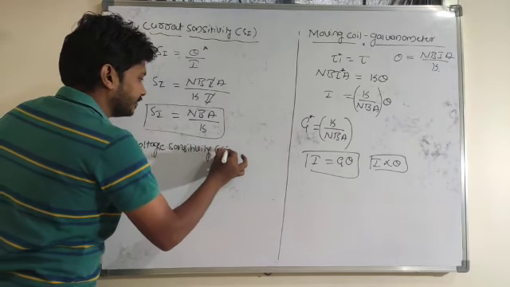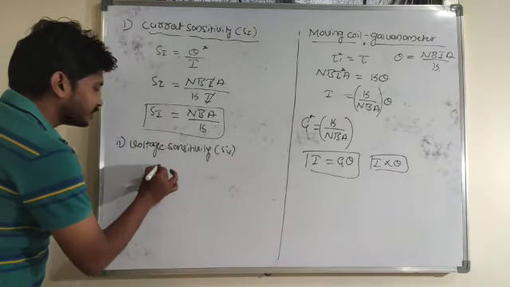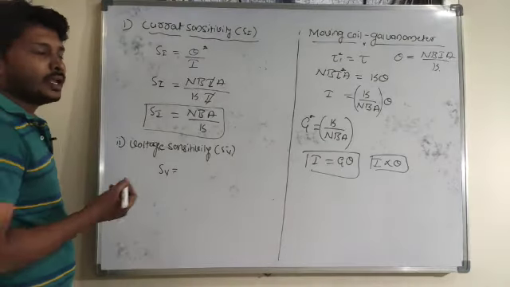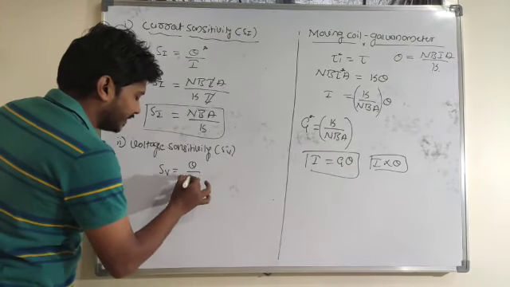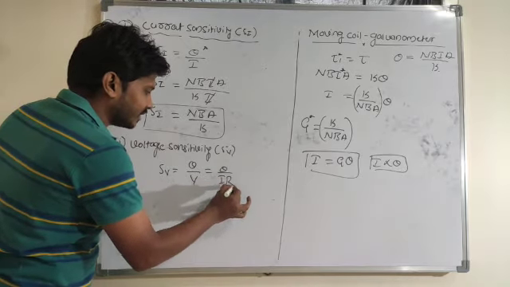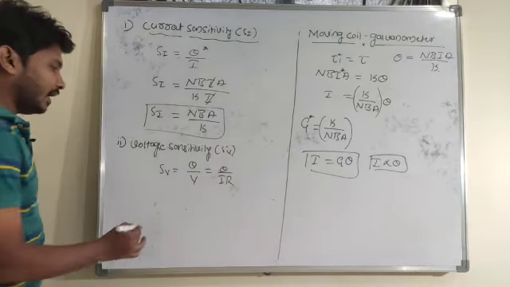Voltage sensitivity, S of V. What is that voltage sensitivity here? Voltage sensitivity also gives the same meaning: deflection per unit voltage, so that is theta by V. Where V is equal to I into R from Ohm's law, so S of V is equal to theta divided by I into R.